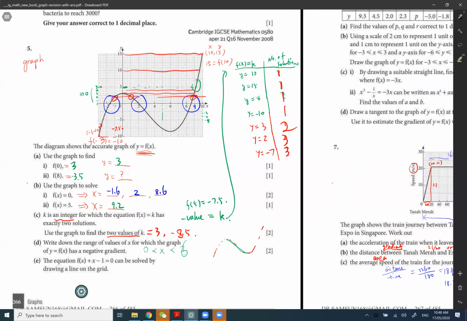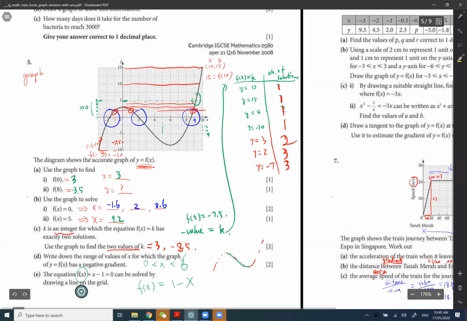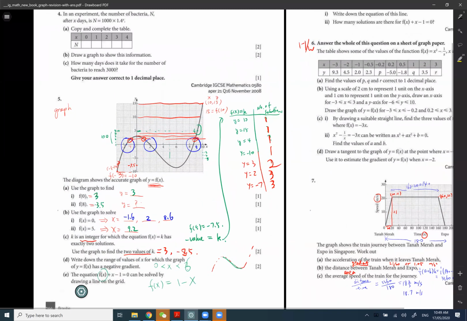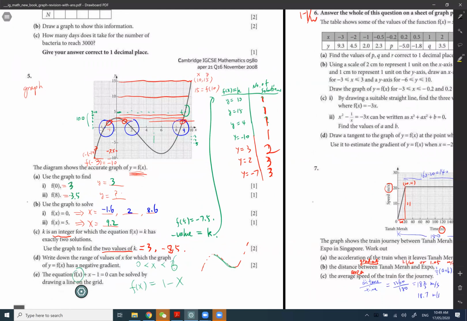Part E is how you solve an equation using a graph. We have the graph of f, so you just move things around, make f on one side, and move the other part to the other side, 1 minus x. So make one side f. Later we check more here.